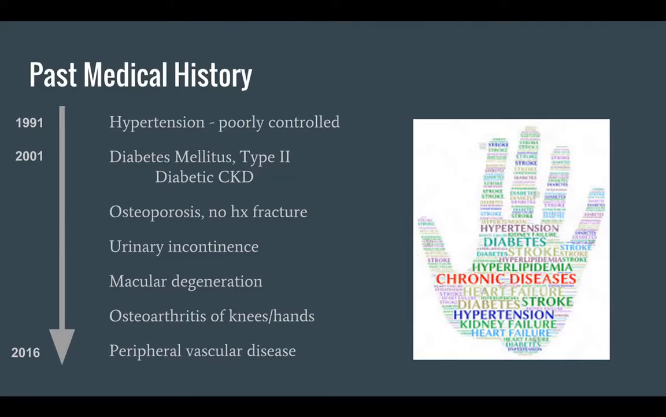She was diagnosed with hypertension, has diabetes, and also diabetic chronic kidney disease, osteoporosis, urinary incontinence, macular degeneration, osteoarthritis, and peripheral vascular disease. So as you can see, Mrs. Johnson has quite the complex medical history, and because of that, we've needed to map out quite the complex map of medical providers.